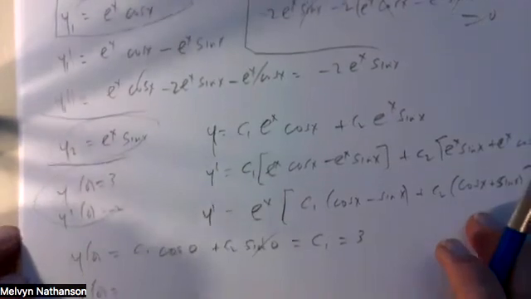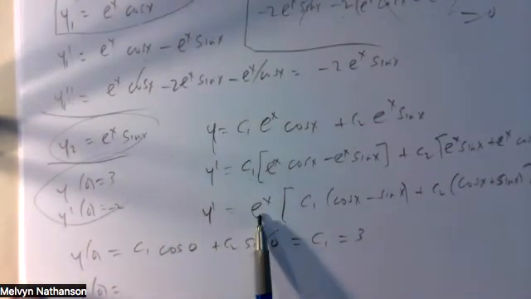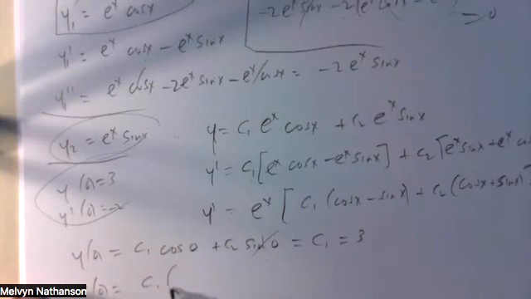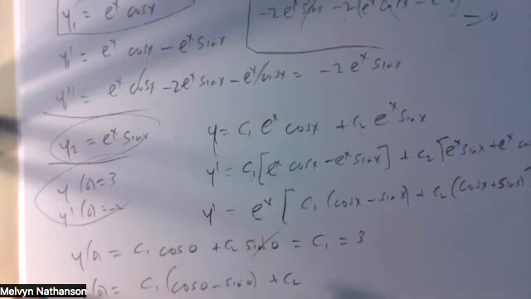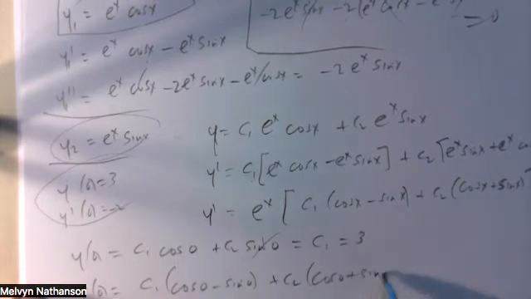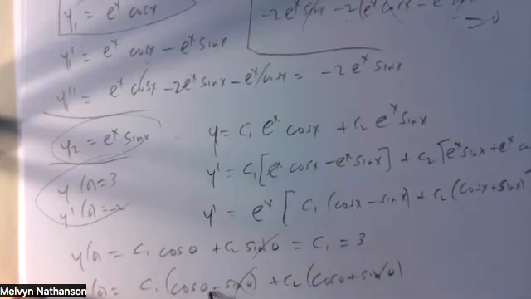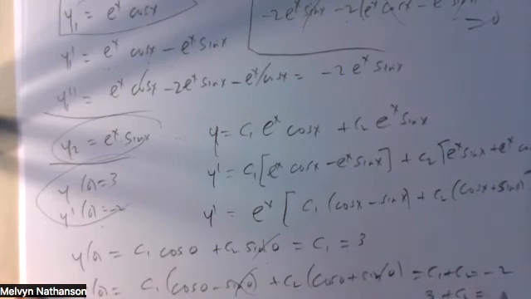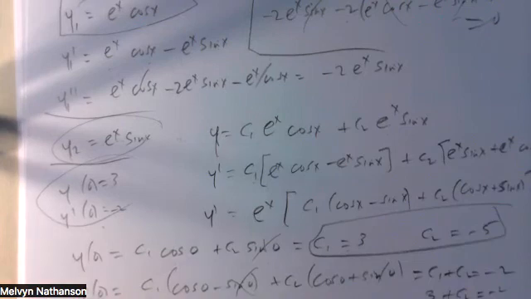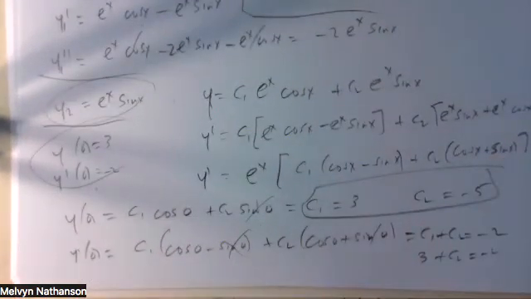And y prime at 0, let's see, e to the 0 is 1. I get C1 times cosine 0 minus sine 0 plus C2 times cosine 0 plus sine 0. Again, sine 0 is 0, cosine 0 is 1. This is C1 plus C2, and that has to equal -2. But C1 is 3, so 3 plus C2 is -2, so C2 equals -5. And that's the solution of the problem.